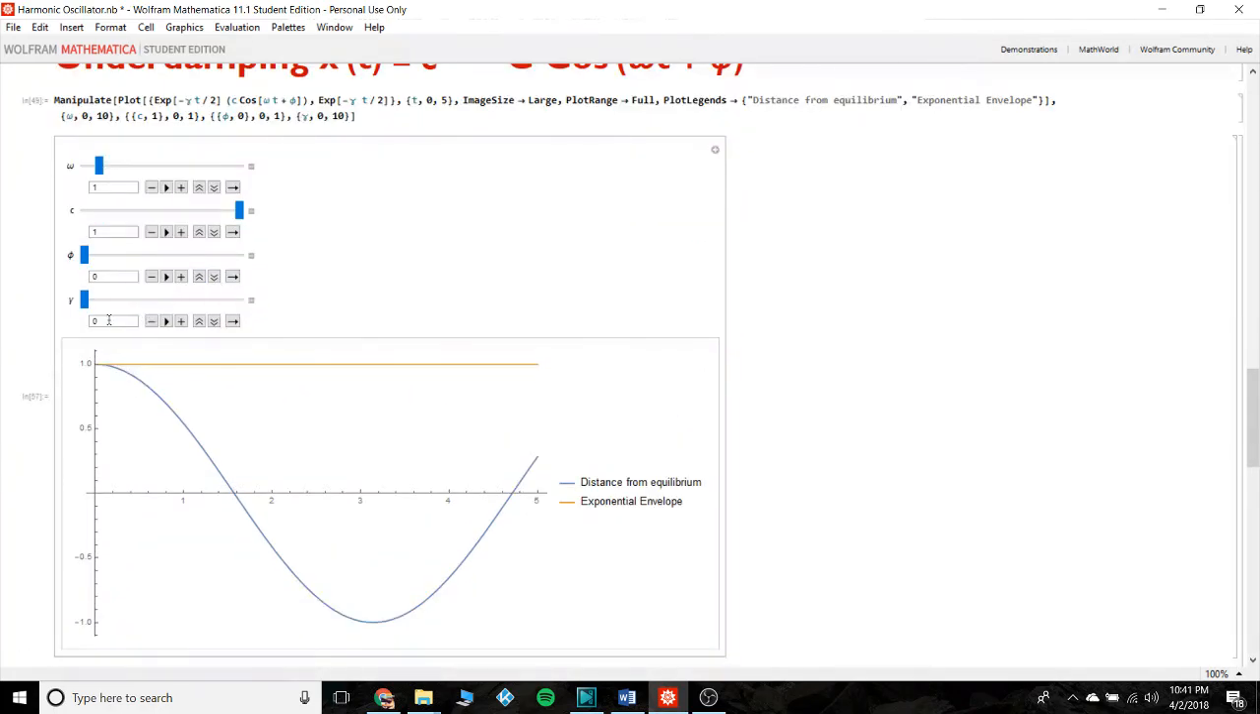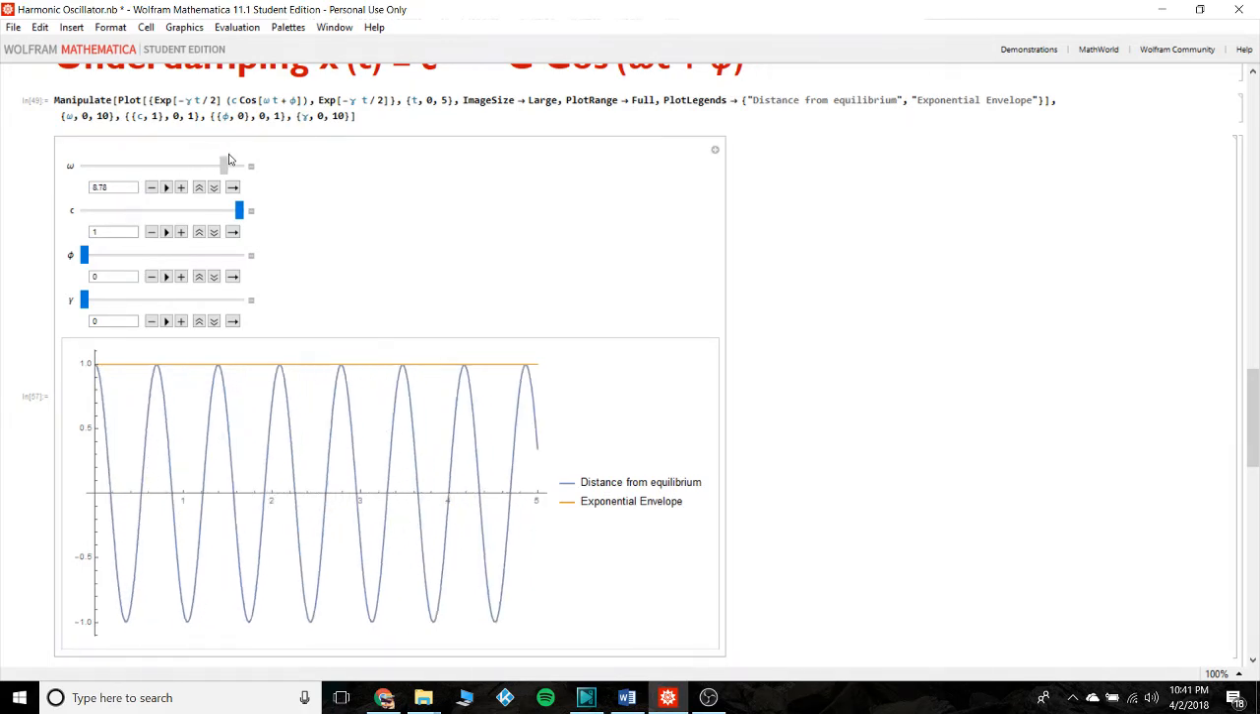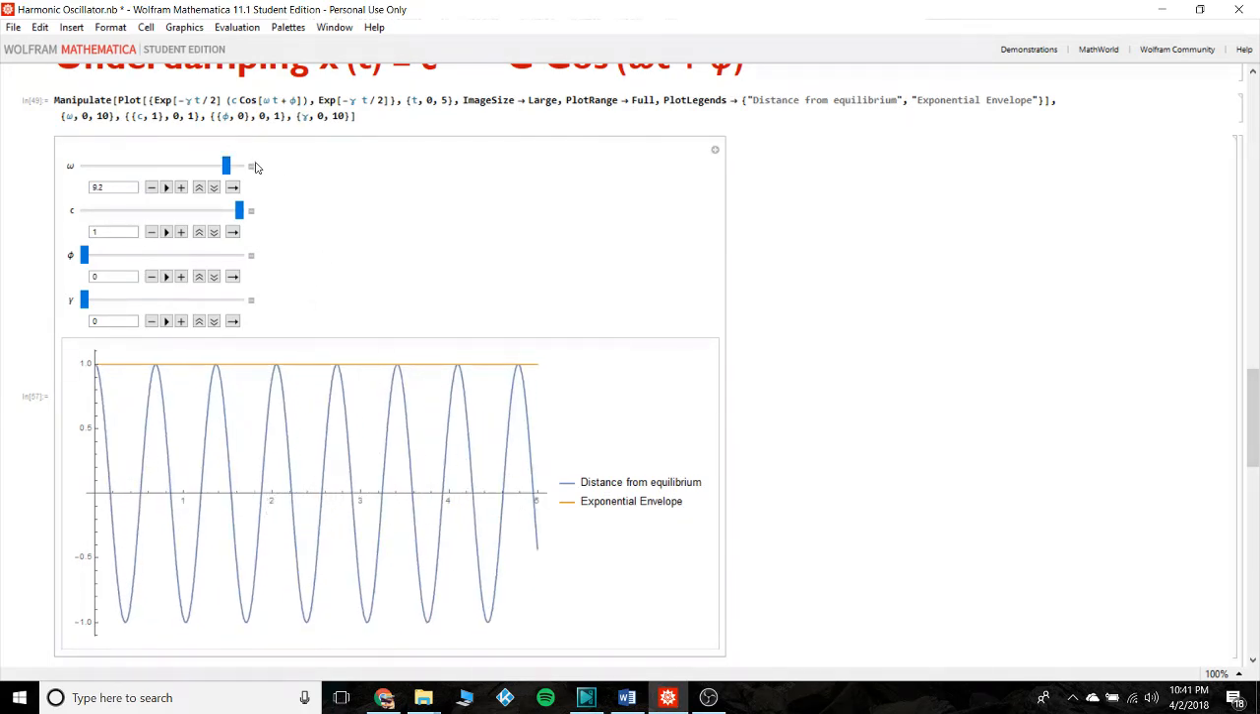Okay, and now there's no damping. Well, if there's no damping and we increase our frequency, we see that we just oscillate back and forth forever. This is just like the simple harmonic oscillator. Phi is a phase factor, we don't need to mess with that. And gamma is still the damping coefficient.